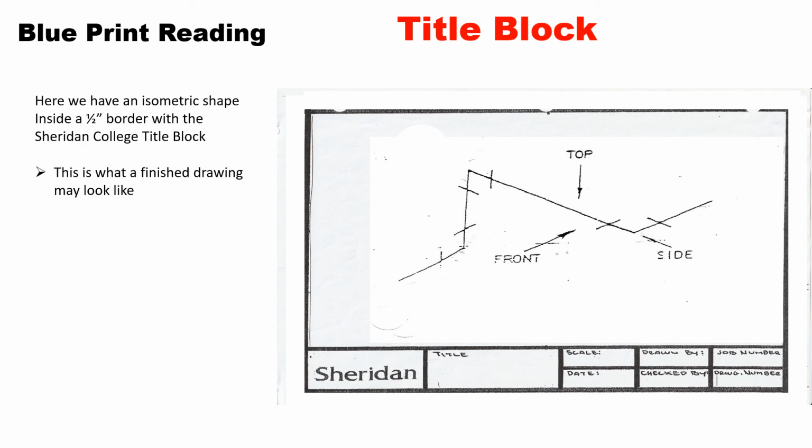So here we have an isometric shape inside a 1/2 inch border with a Sheridan College title block. And this is what a finished drawing would look like. So you can see you have your piece of paper out here. This is done with a 1/2 inch border. The drawing is here, which you guys have seen. This was on your homework after test number 1. So the drawing would be in the middle of the piece of paper, and you have your title block down here, and the only thing missing is the information that would have to be filled in.